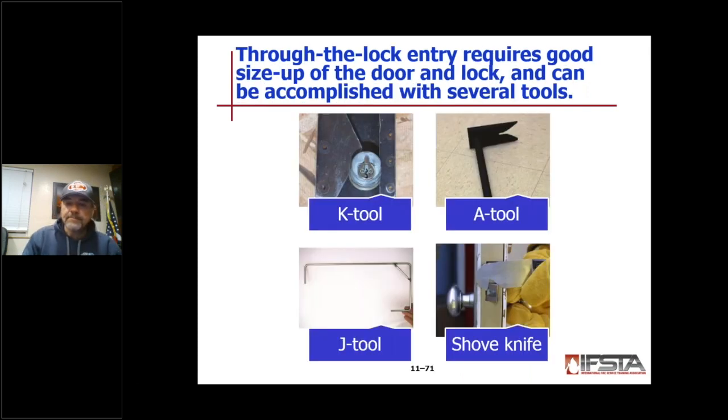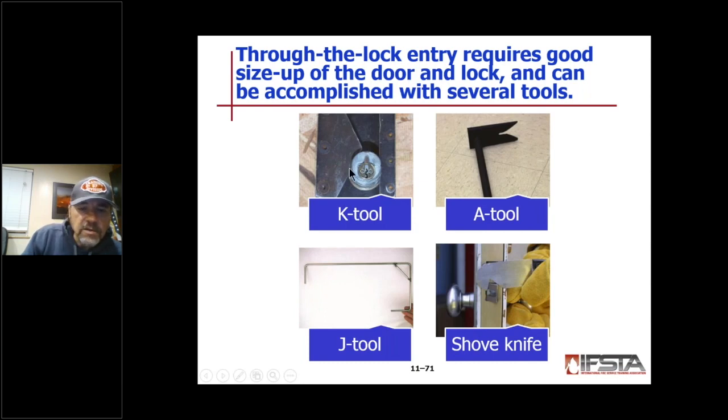So this type of lock, you'll see a lot on commercial doors. Every time you go into a store, you'll probably see one of these types of locks if you pay attention. And we have tools to get through those. We'll take a look at the construction of these, and you'll see how easy it is actually to defeat this type of lock. But upper left-hand corner here is called the K tool.